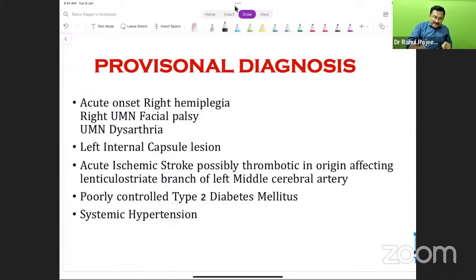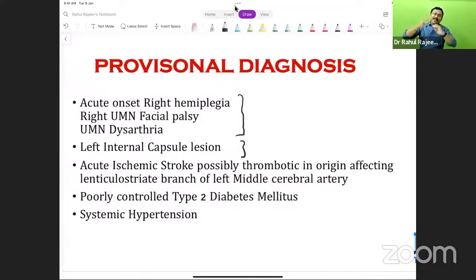First, I will write the functional deficit. Now I am going to combine everything. Acute onset right hemiplegia, right UMN facial palsy, UMN dysarthria. What is the site of lesion? Left internal capsule lesion. Don't simply write stroke, okay? You have got to write like this, because who knows, this might sometimes turn out to be a demyelination involving the internal capsule region. So in that case, only the third part you will get wrong.